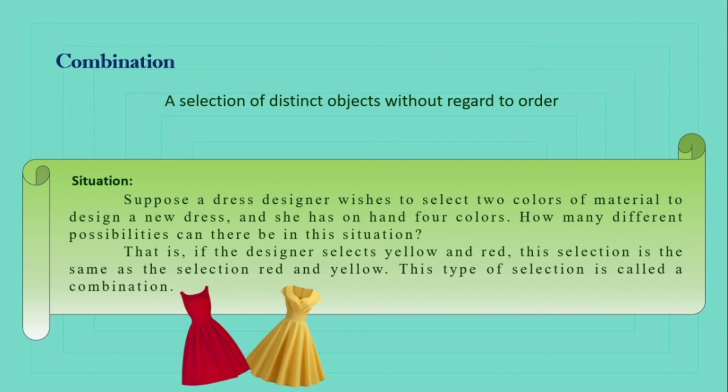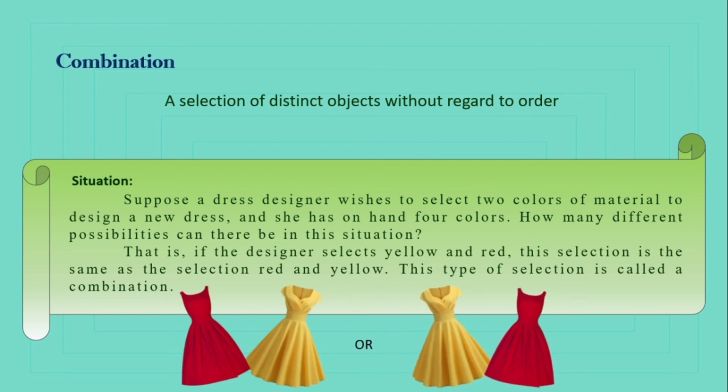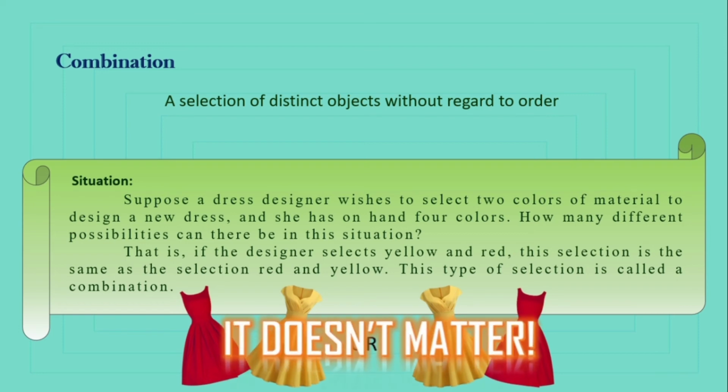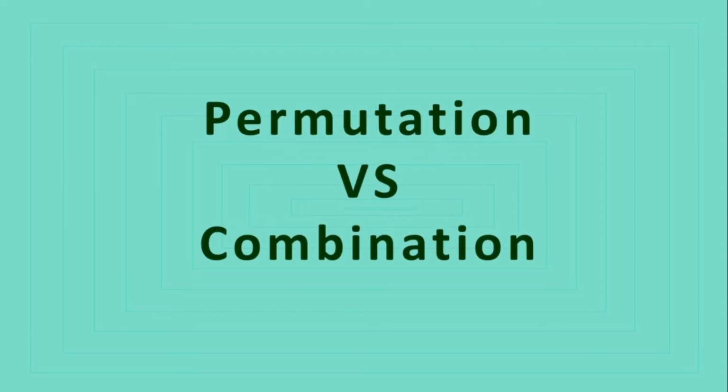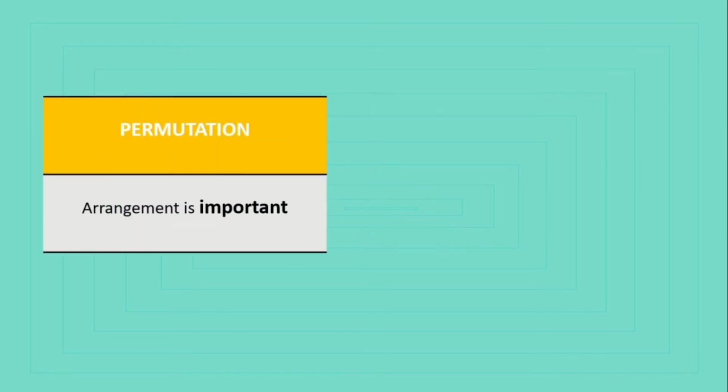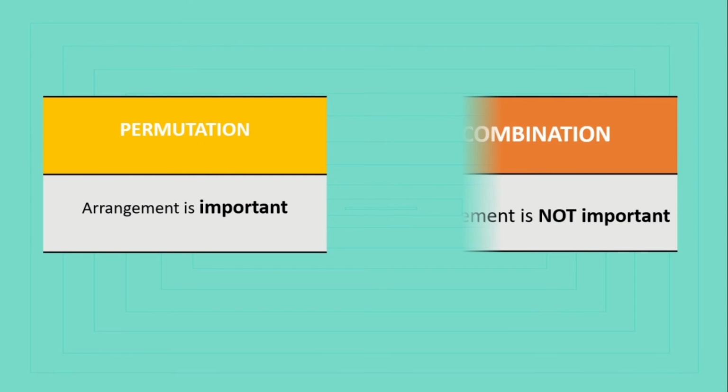That is, if the designer selects yellow and red, this selection is the same as the selection red and yellow. This type of selection is called a combination. Yellow and red or red and yellow, it doesn't matter because in combination, order doesn't matter. We compare permutation to combination. In permutation, arrangement is important, while in combination, arrangement is not important.